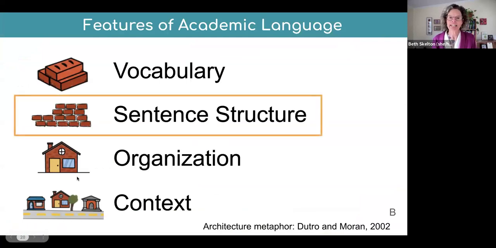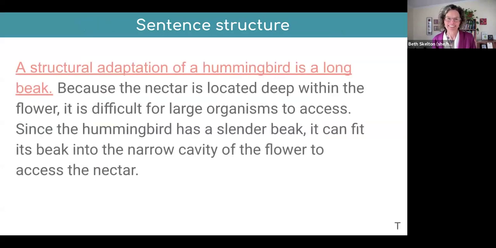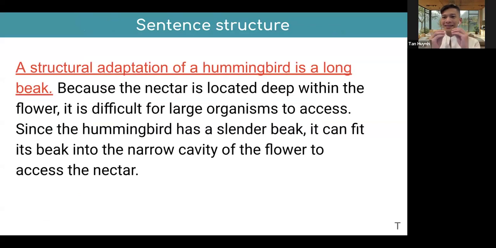So the next feature of academic language is that sentence structure, the grammar, the how we put the bricks, the vocabulary together to make sense. All right. So we look at one sentence in the model response at a time. Let's look at the first one, which is our topic sentence. A structural adaptation of a hummingbird is a long beak. Full stop.